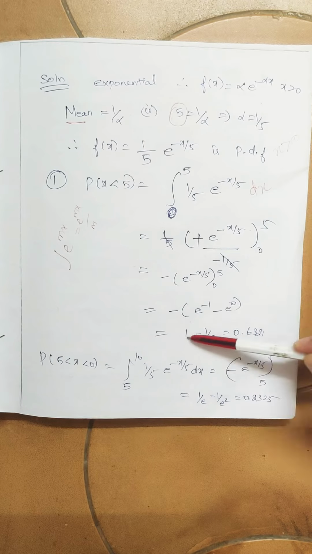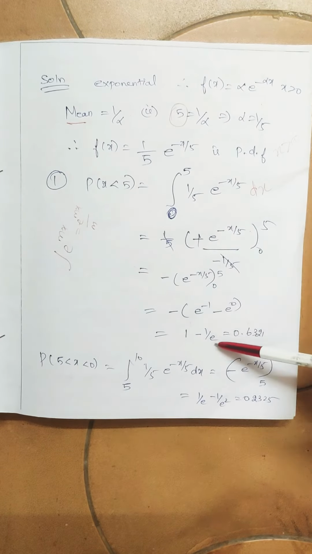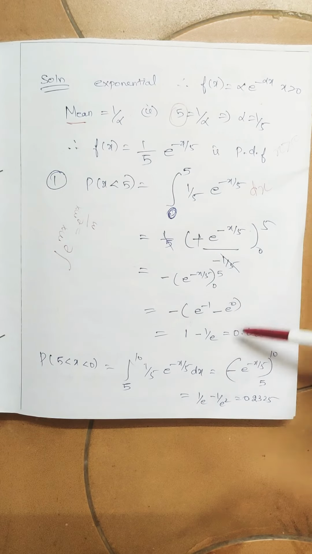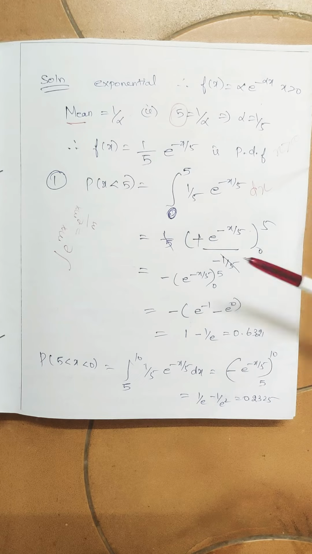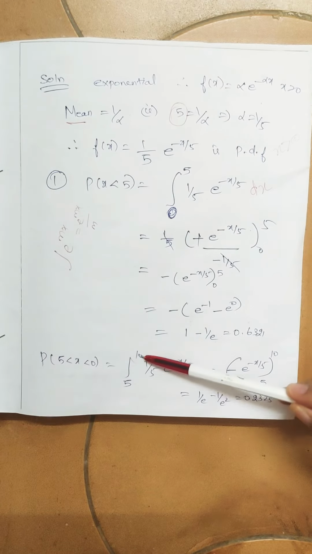This minus and this minus will become plus. So 1 minus e power minus 1, I can write it as 1 by e. You can plug in the values in the calculator and get this answer. And the second probability, what was the question? Between 5 and 10 minutes. What is the probability that the call will end between 5 and 10 minutes?